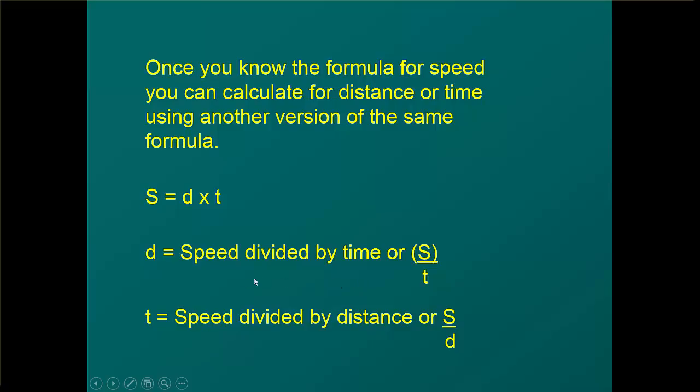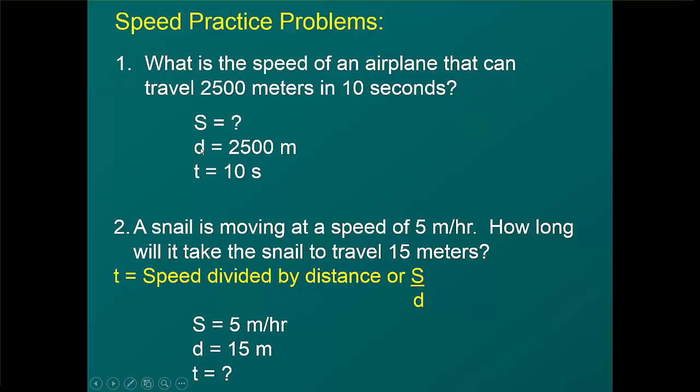Alrighty, so now that you know the formula, you can change it around. If you know the speed and you know the time, you can calculate the distance. If you know the speed and you know the distance, you can calculate time. So let's do a couple more practice problems. What is the speed of an airplane that can travel 2,500 meters in 10 seconds? First, what is the problem asking for? Speed. So speed is what we're trying to determine.